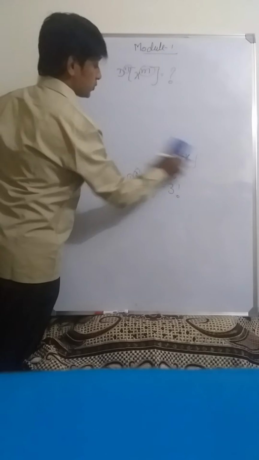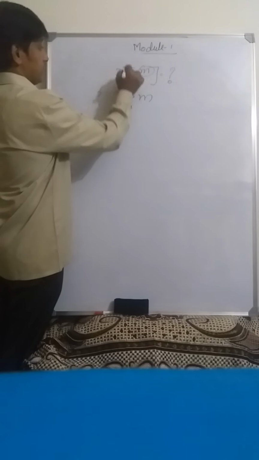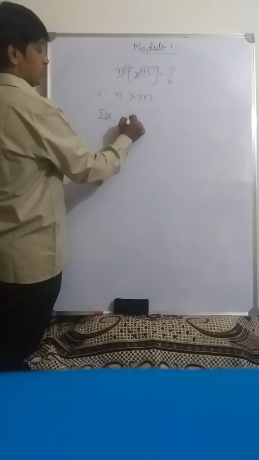Now what will happen when n is greater than m? This n is greater than this. So we'll take one example there to get to know what has happened.